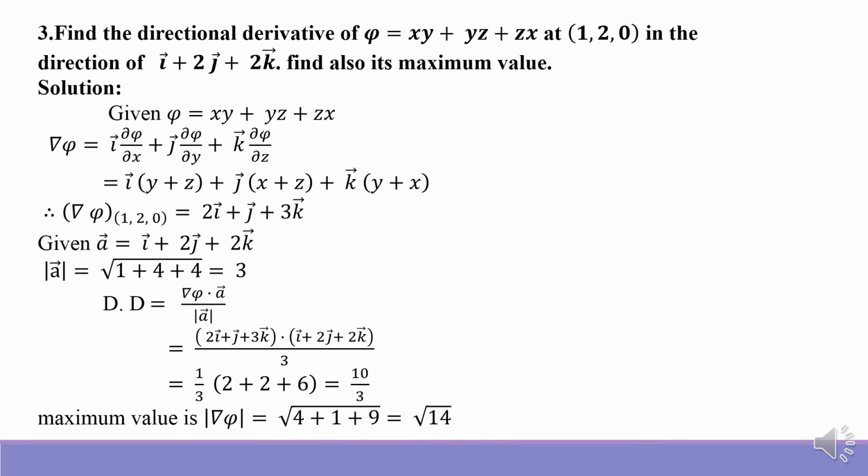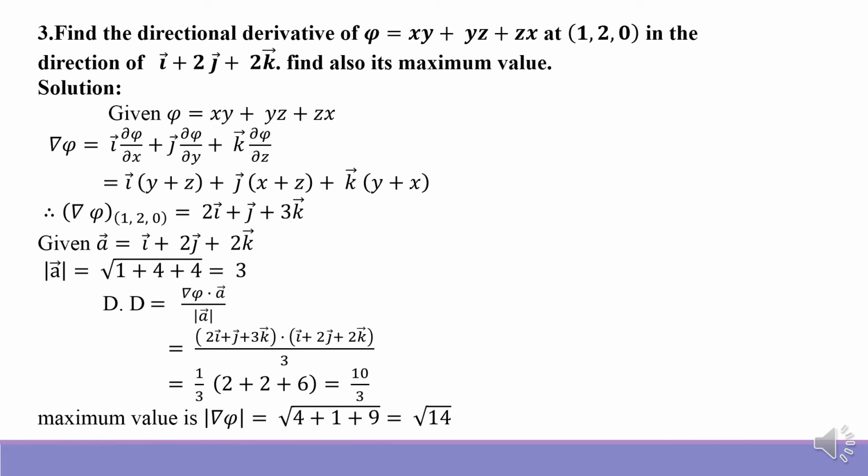Then the final solution, directional derivative, del phi dot a vector by modulus of a vector. So del phi equals 2i vector plus j vector plus 3k vector, dot a vector, i vector plus 2j vector plus 2k vector, by 3. Then the dot product of two vectors, numerator: i dot i is 1, j dot j is 1, k dot k is 1. Therefore, 2 into 1, 2, plus 1 into plus 2, plus 2, plus 3 into plus 2, plus 6, by 3, that is 10 by 3. Here, the directional derivative answer is 10 by 3.